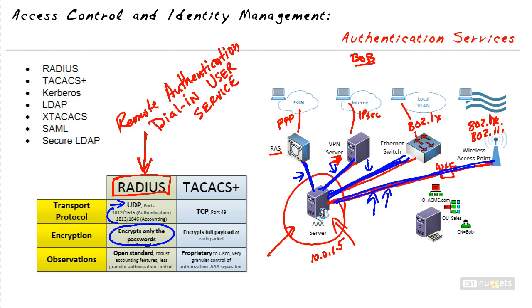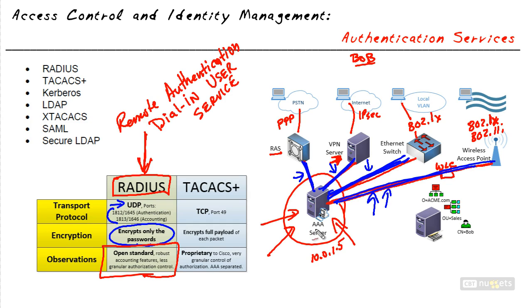And the reason Radius is so popular is because it is an open standard. And it does support authentication, finding out who that user is, authorization, what they're allowed to do, and accounting. And all that information regarding the authorization and the accounting information is typically stored right there on the AAA server.